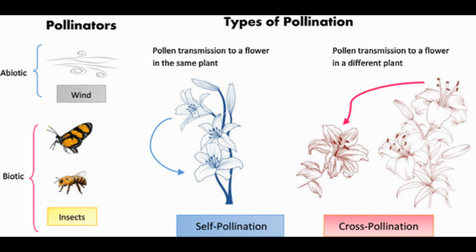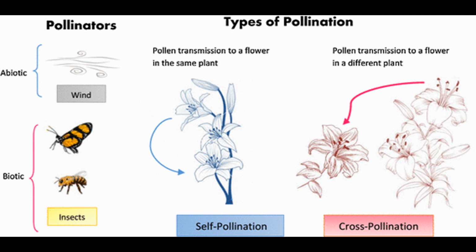Then we have the different types of pollination. You have pollination by wind, where wind takes pollen from one plant to the next and develops a new plant. Then you have pollination by insects such as butterflies and bees, where the pollen is taken on the butterfly or the bee, and they will go to another plant, and the pollen will touch that other plant and a new plant will develop.